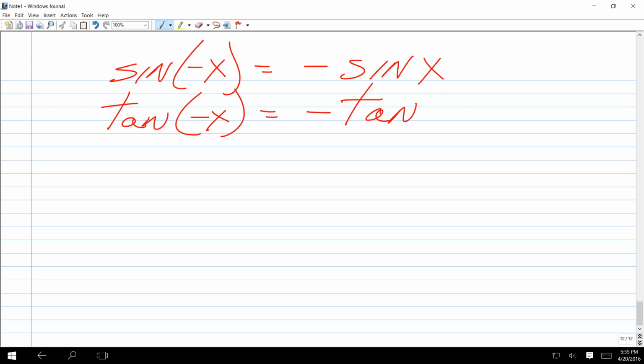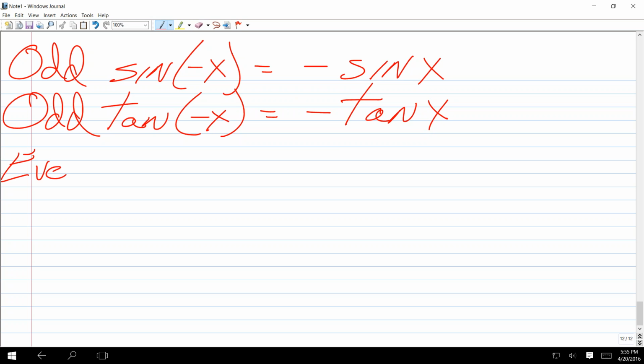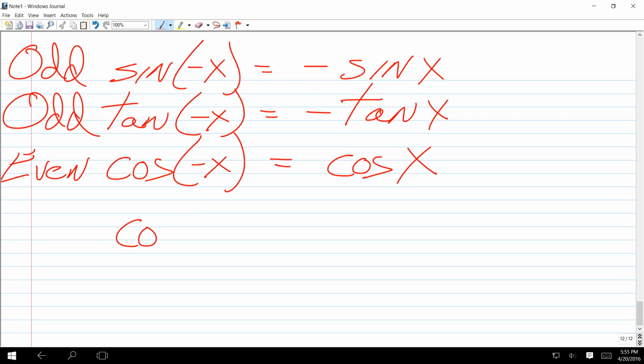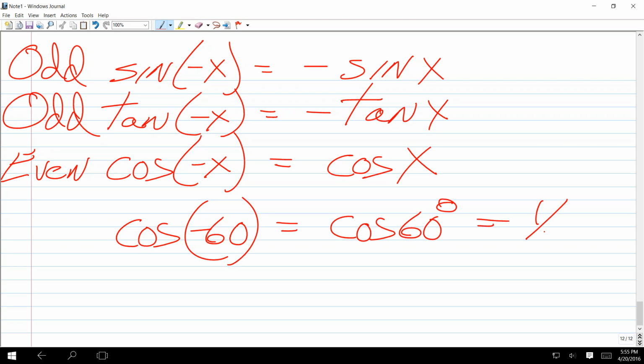Both of these functions are odd. That's why the sine of negative x is equal to negative sine of x. That's what odd functions do. Cosine is even, meaning the cosine of negative x is actually equal to the cosine of x. So if I said, what's the cosine of minus 60 degrees? Well, you would say that's the same as the cosine of 60 degrees, which is 1/2.